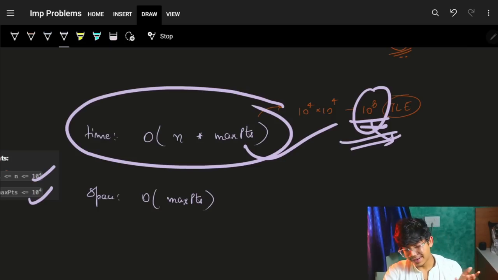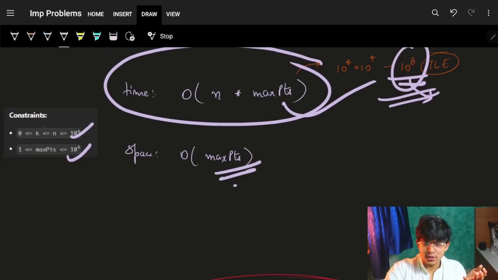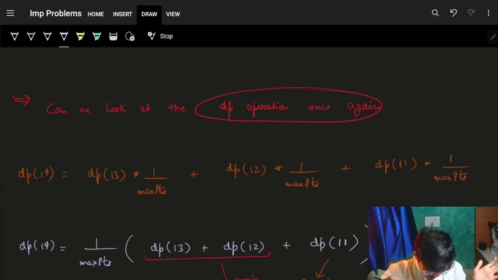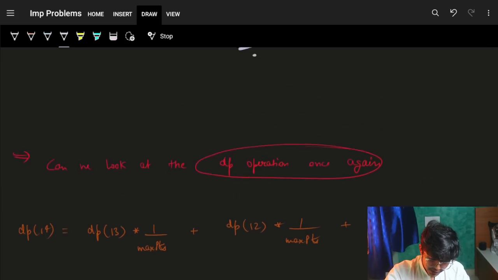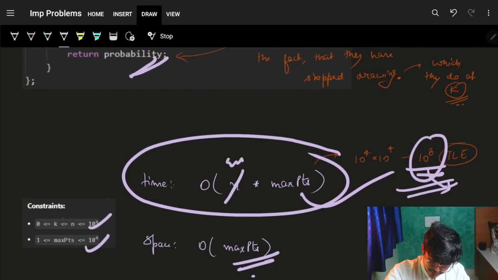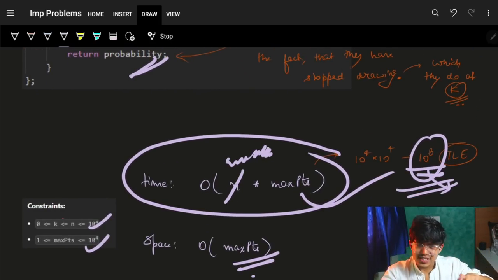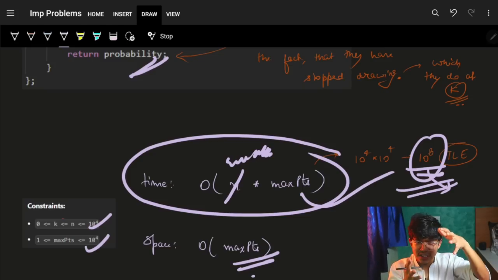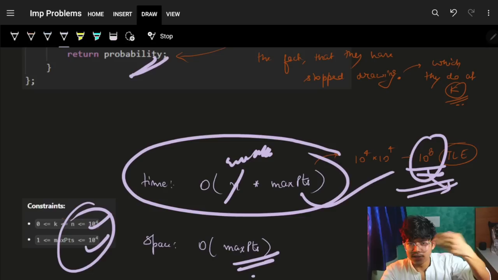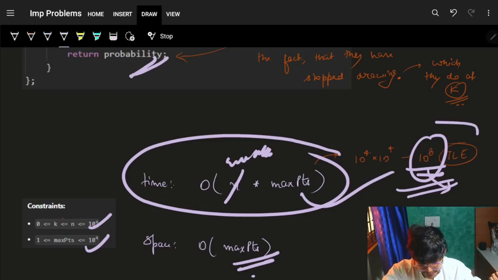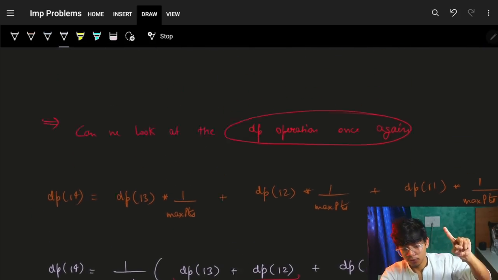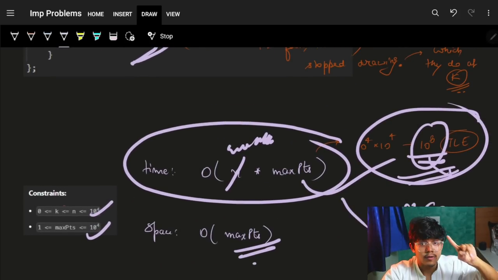But we can for sure optimize it much better. Space is O of max points because we are using a max points array, but we can optimize it. Time is max points into max points. If you just have an n, you have to add a few more conditions or optimizations here and there, but both n and max points are like this. So your complexity will go up to 1e8, and it will give you TLE for sure. Can we optimize this? Yes, we can.